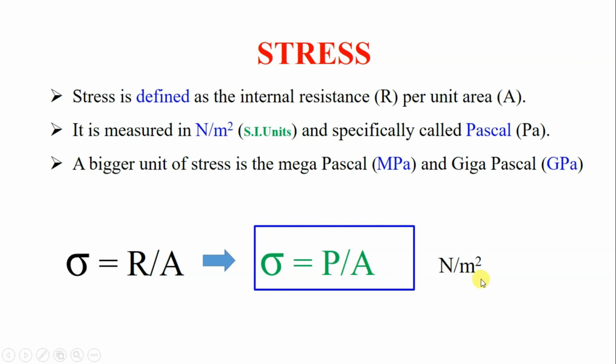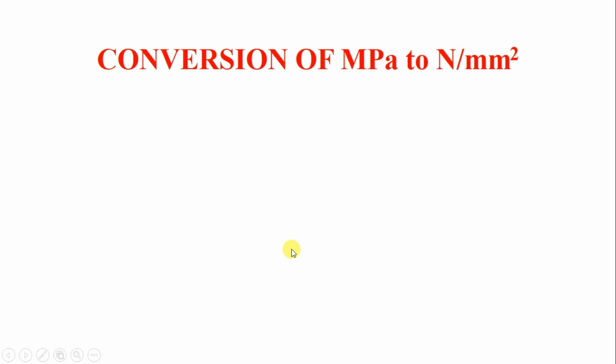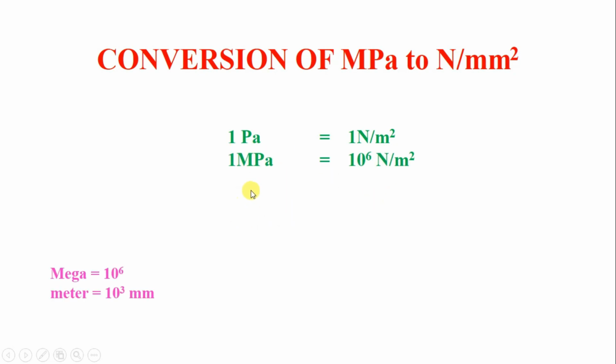Now let us see the conversion of megapascal into Newton per mm square. Why do we want to do this? Because these values are the same. That is, 1 megapascal is equal to 1 Newton per mm square. That is what I am going to explain now. We know that 1 Pascal is equal to 1 Newton per meter square. That is the unit of stress. Now what happens to 1 megapascal? So 1 mega is equal to 10 power 6. This becomes 10 power 6 Newton per meter square.